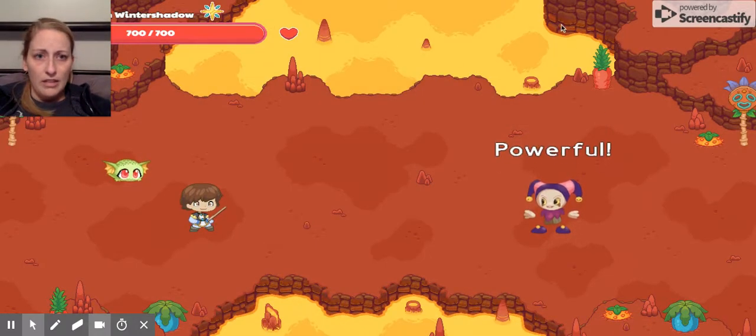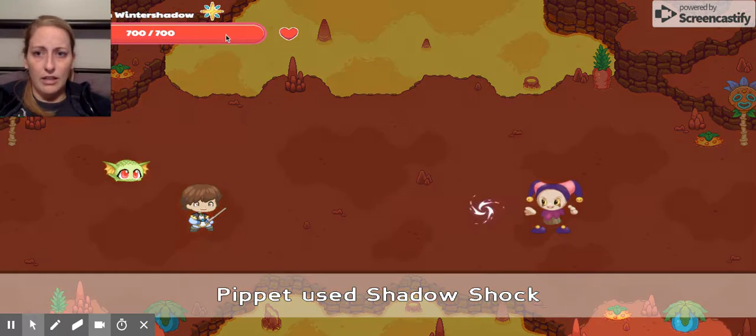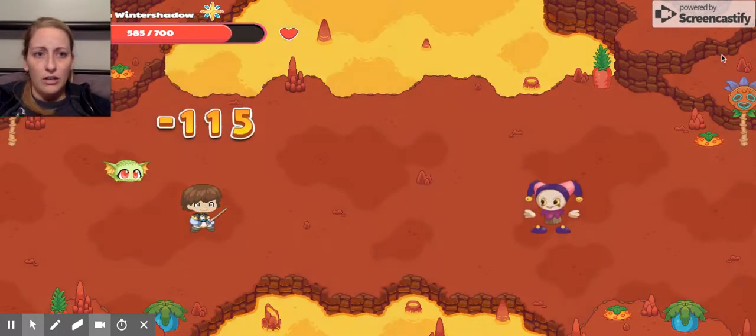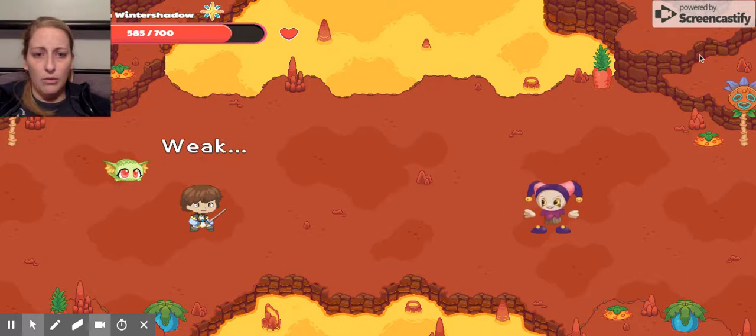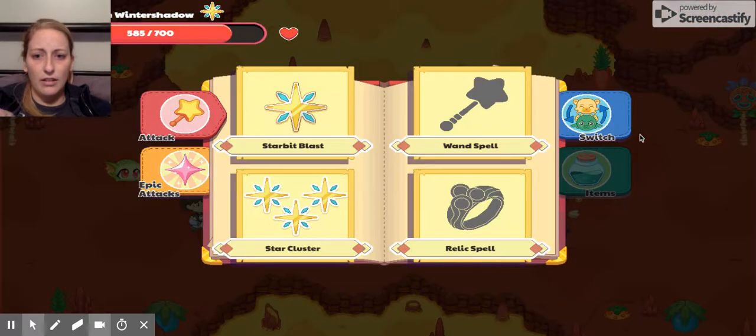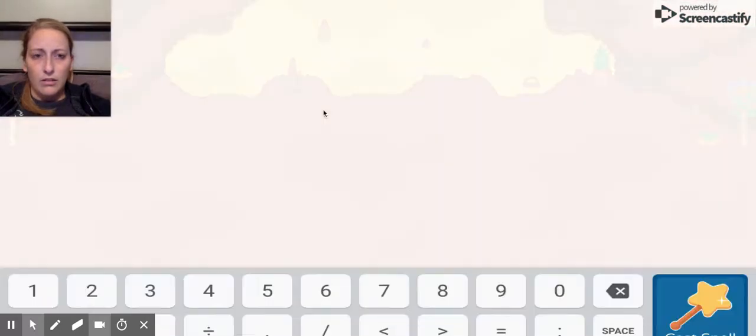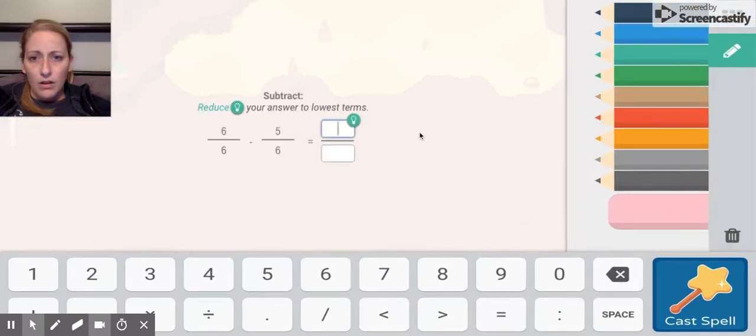I don't know why we can't see his little bar up here. Usually you can, like over here, you can see I have 700 points. Usually you can see what your opponent has left in terms of strength. Reduce your answers to the lowest terms. 6 minus 5, that'll give us 1/6. That's spell.